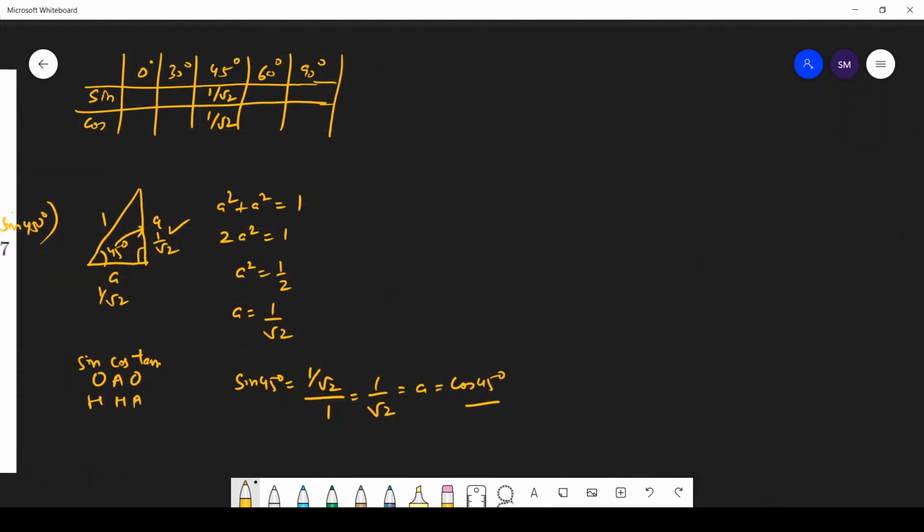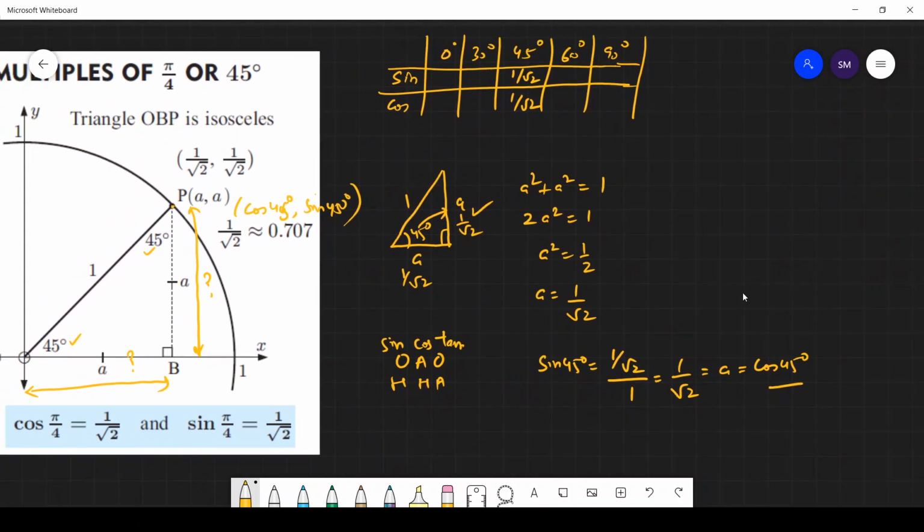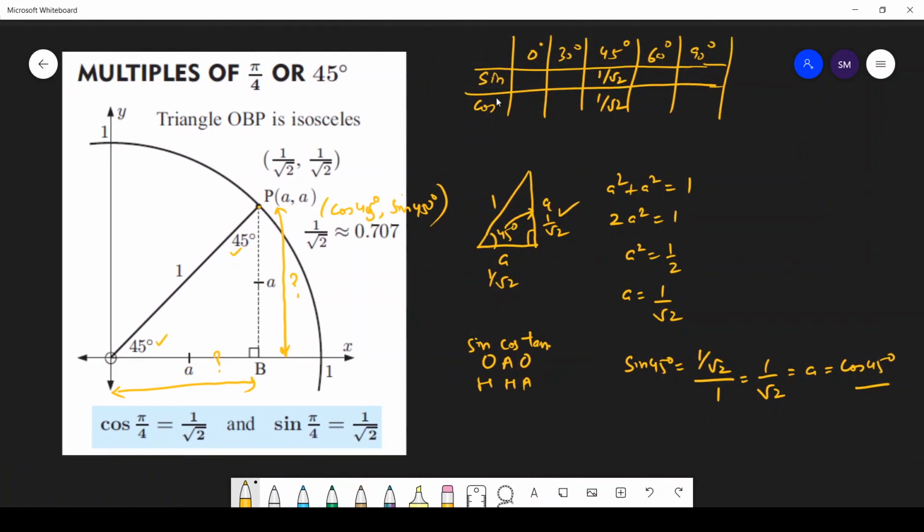Now let us find the values for 30 degree and 60 degree. And if you want to find the values for 0 and 90, see what are the coordinates at this point. The coordinates are 1, 0. So coordinates are cos theta, sin theta. So here the coordinates are cos 0, sin 0, because this angle is 0. So cos 0 is 1 and sin 0 is 0.